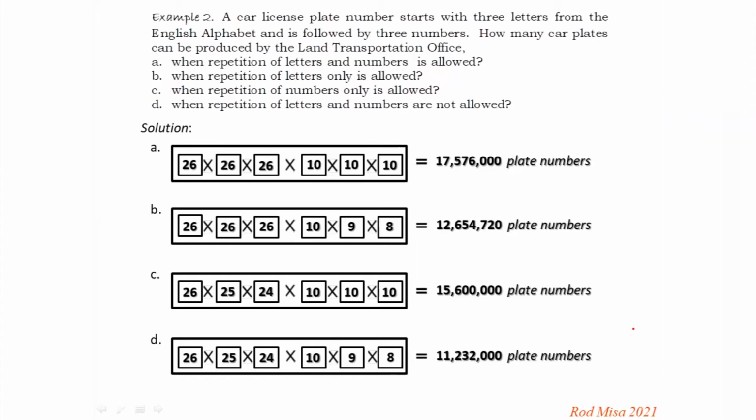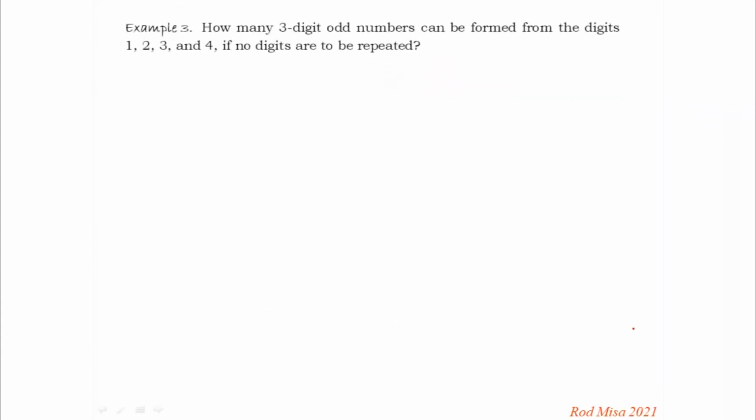So these are the answers for the 4 questions in this example using the fundamental principle of counting. Now let's proceed to our third example. How many 3-digit odd numbers can be formed from the digits 1, 2, 3, and 4 if no digits are to be repeated? Solving this third example, I will be constructing 3 boxes here because this is a 3-digit number.